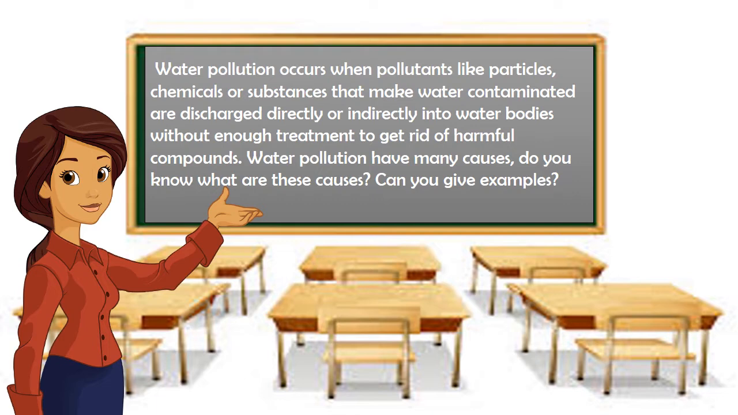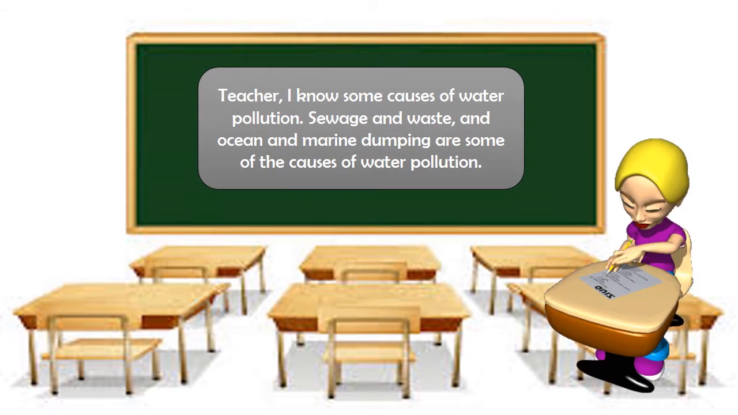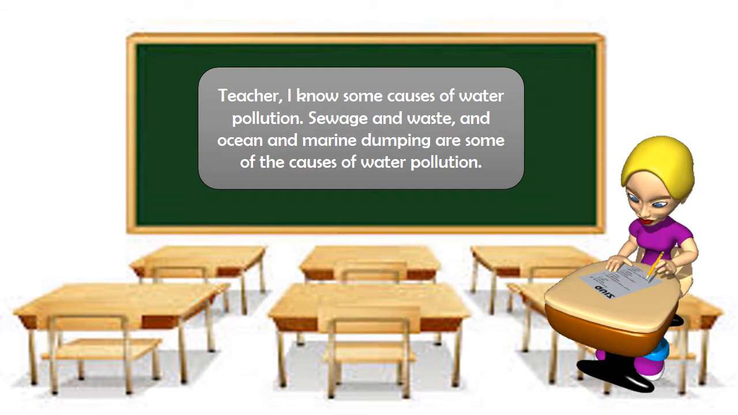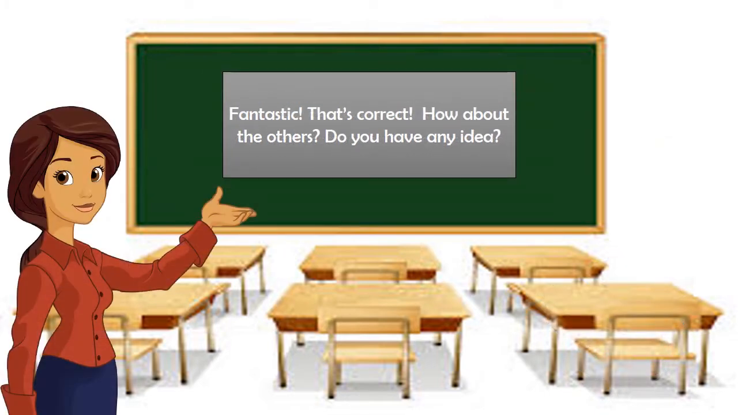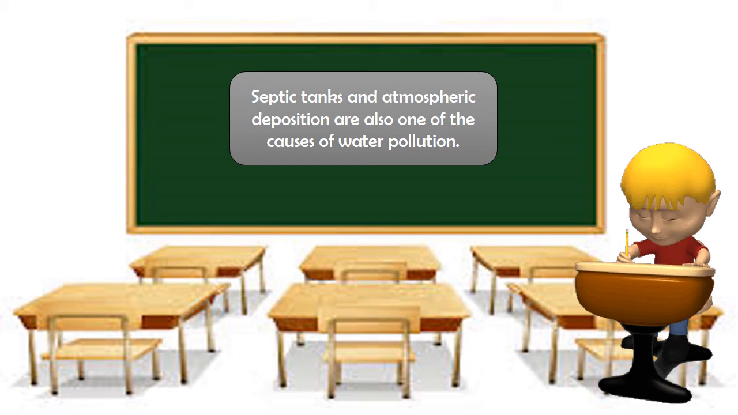Do you know what these causes are? Can you give examples? Teacher, I know some causes of water pollution. Sewage and waste, and ocean and marine dumping are some of the causes of water pollution. Fantastic. That's correct. How about the others? Do you have any idea? Septic tanks and atmospheric deposition are also causes of water pollution.